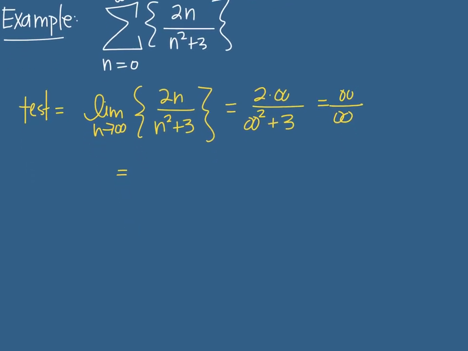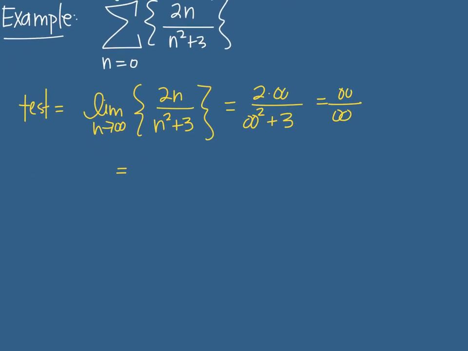Now you can tackle this a couple ways. You can do L'Hopital because it's indeterminate, or the other technique when you're dealing with polynomials is you can divide everything through by the highest power of n. Oh, yes? I was thinking, can you just divide it by n? That's what I'm saying. You can divide through.